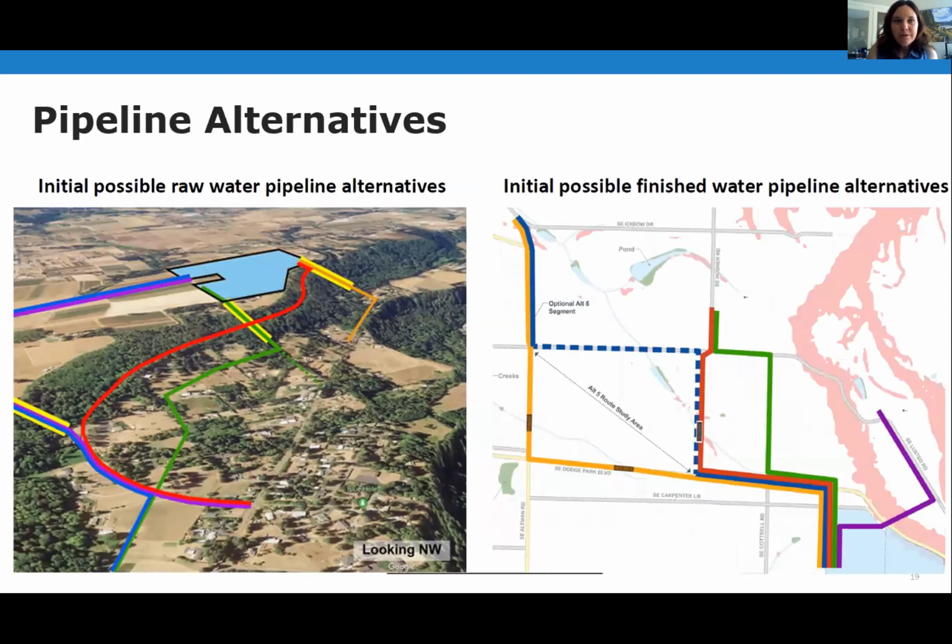All right, so what are these pipelines going to look like? So on the left-hand side, we have our raw water pipeline alternatives. On the right-hand side, we have our finished water. It's kind of funny because when you look at the site's in the middle and raw is on the right, finish is on the left. So that just threw me for a loop. But we have all these pretty little spaghetti colors of different options that we're evaluating. So we're looking at cost, we're looking at constructability, we're looking at permitting. There's lots of considerations for us in terms of picking the best alignment. So that will be coming October.